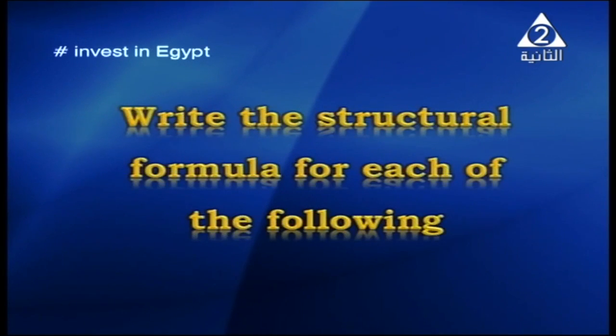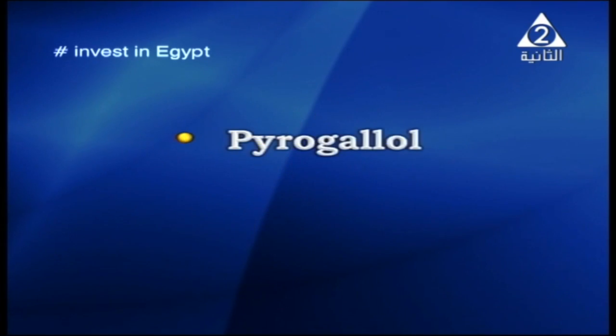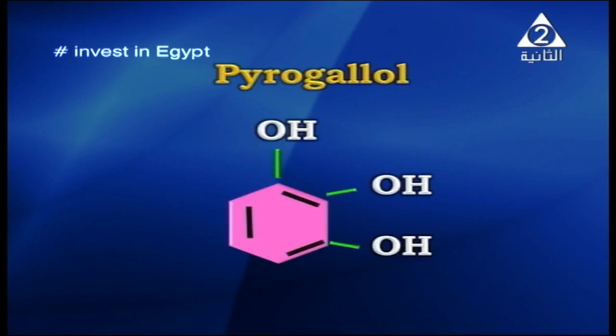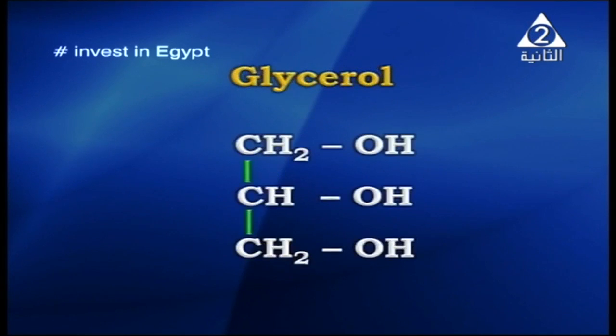Next type of question: write the structure formula for each of the following. Pyrogallol, glycerol. Pyrogallol is a benzene ring attached to 3 hydroxyl groups. Glycerol, as shown on the screen, has 3 carbon atoms, each one containing a hydroxyl group, so it is a trihydric alcohol, as shown on the screen.